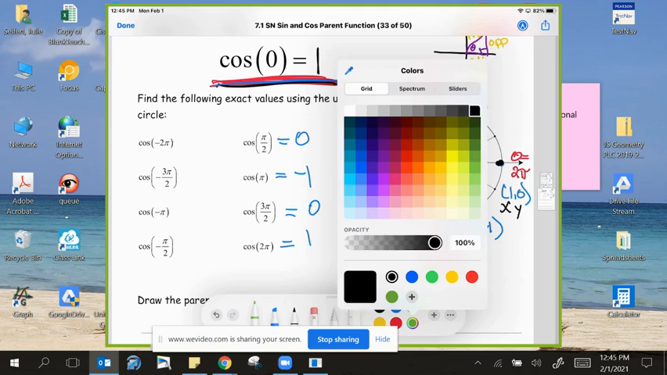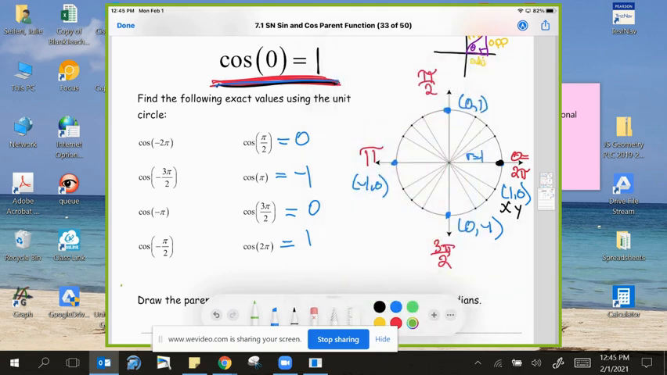Now, if we number this axis going in the negative direction, negative is clockwise, so 0 stays 0. Bottom would be negative pi over 2. Left is negative pi. Top is negative 3 pi over 2. And right is negative 2 pi. Just rotating clockwise with negative values.